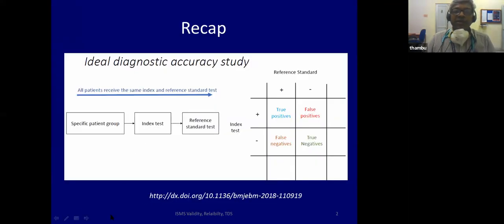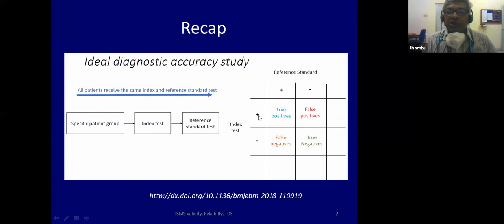So I just want to recap what we learned a bit yesterday. An ideal diagnostic accuracy study is one where you have patients of a specific group with a suspected disease. Everybody has the index test. Everybody has the standard reference test done. The reference test positive is called disease. Reference test negative is called no disease. The index test can be positive or negative.